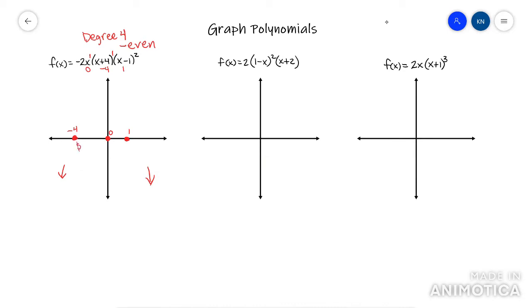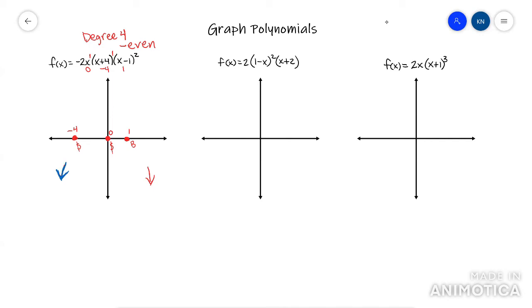And I might even mark these on my graph here. And then at 1, it's going to be a bounce because the exponent is a 2. So this side is going to bounce right here. All right, now you can go graph this. Basically, just match what you know.